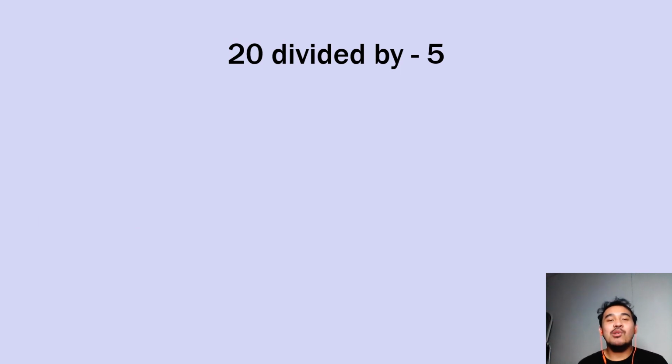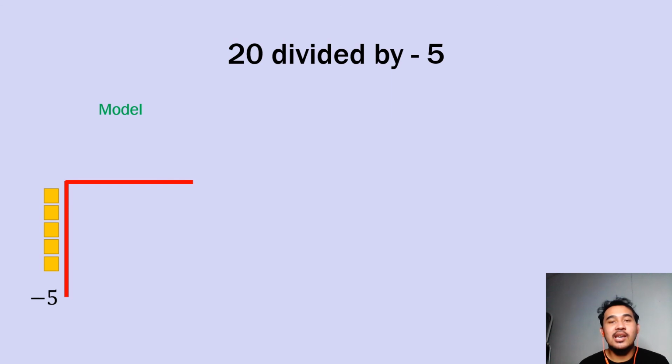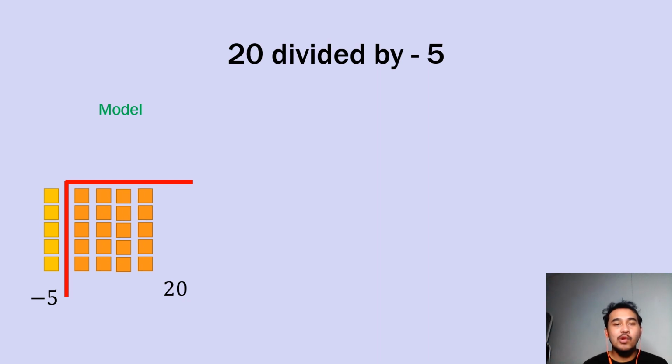Another example, 20 divided by negative 5. Now in the model, the divisor is negative 5. Let's have the grouping. You do it one at a time so that you will have your guide. So this would be 5. And then continuing, that's group 2, group 3, group 4. And then the answer would be negative 1, negative 2, negative 3, negative 4. So the answer is negative 4.